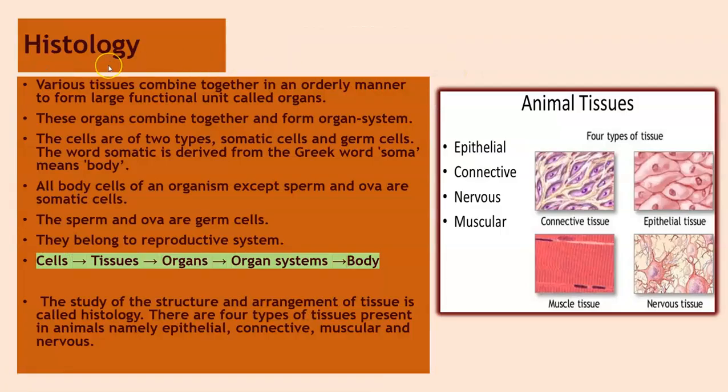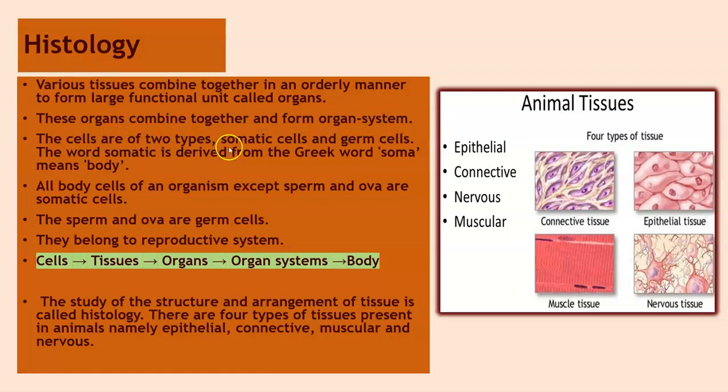Histology. Students, as we know, tissue is a group of cells having same embryonic origin, structure and functions, and hence various tissues combine together in an orderly manner to form large functional units called organs. These organs combine together to form organ systems.